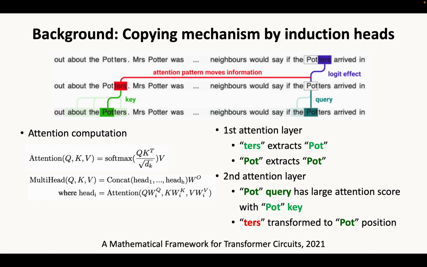There is already a mechanistic interpretability work studying the copying mechanism by induction heads. Specifically, they do experiments on an attention-only two-layer language model and find that two attention layers can have the copying ability. Take the sentence in the figure as an example. In the first attention layer, the TERS position extracts the feature of its previous token POT. In the second attention layer, the later POT position has a large attention score with the captured POT features on the TERS position. So the TERS is copied into the last position and is predicted as the next token.